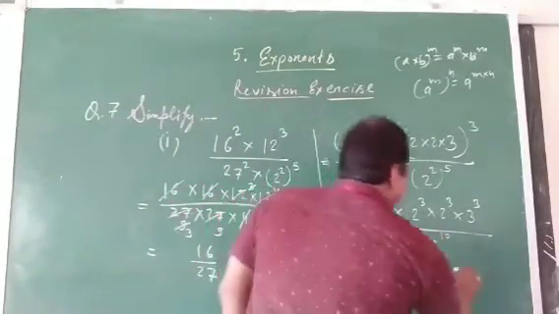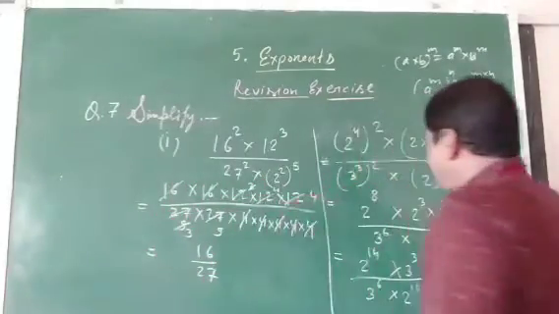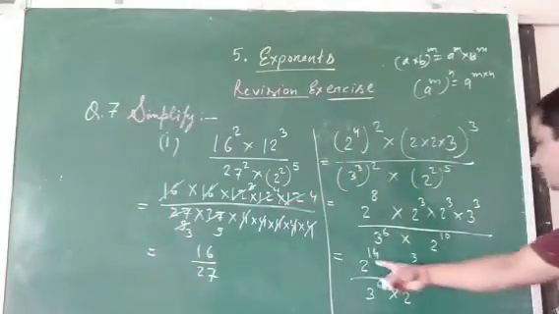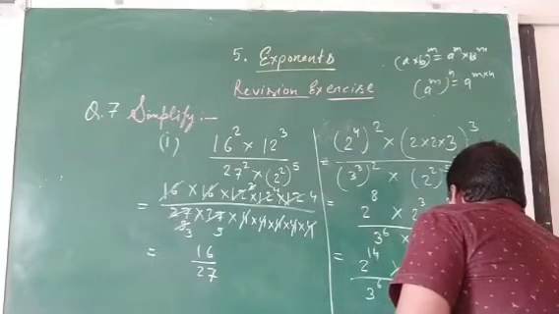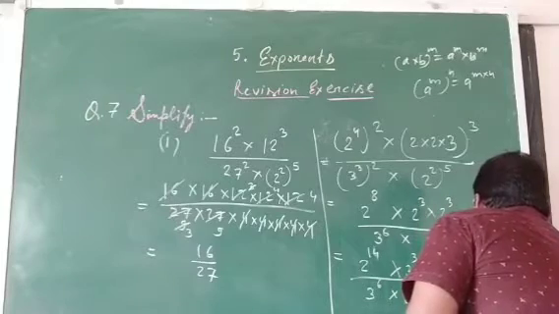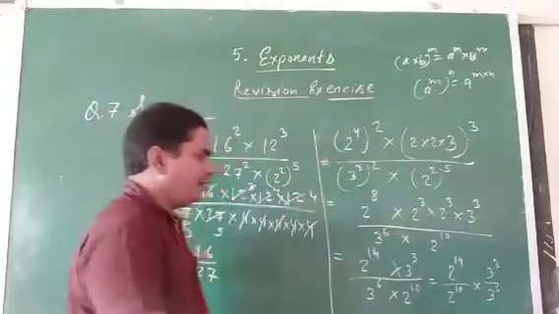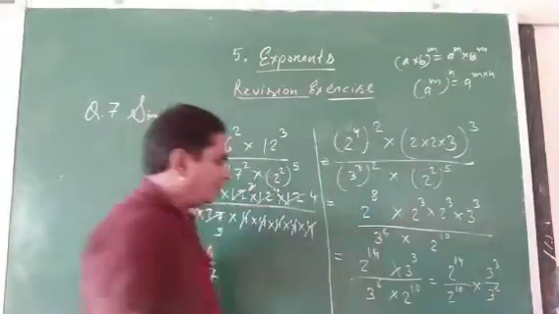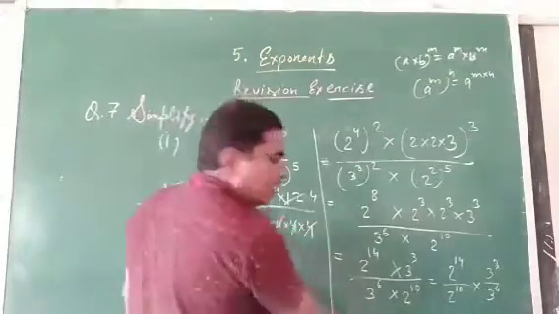You can write this using this rule. Again, you can apply the law of exponents here. You can write this as 2 to the power 14 upon 2 to the power 10, into 3 to the power 3 upon 3 to the power 6. Okay, clear?